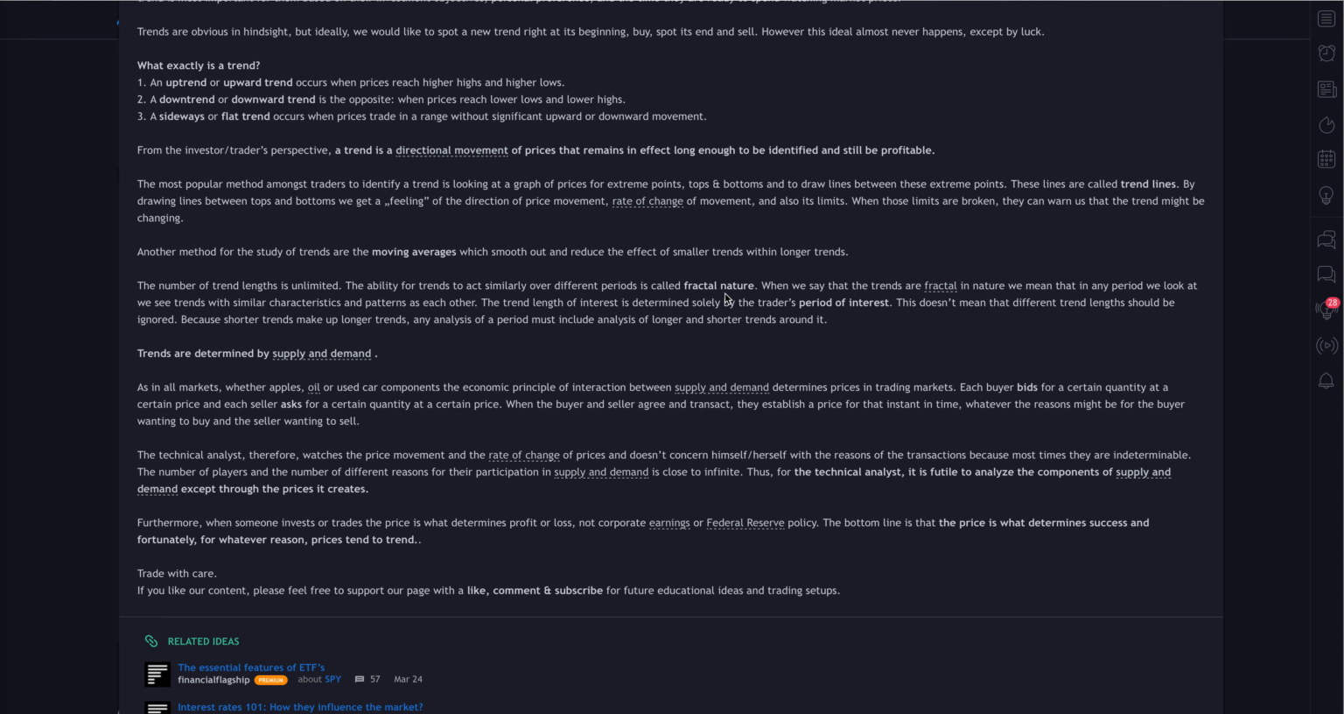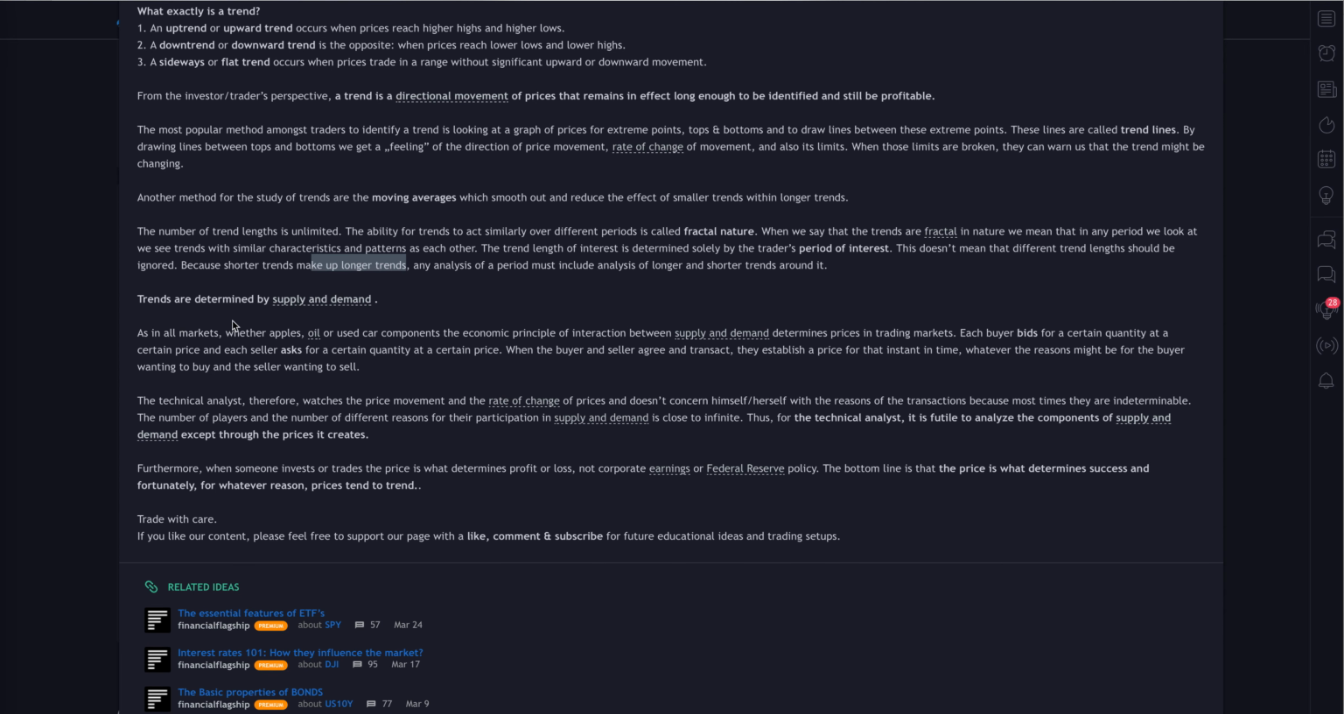When we say that the trends are fractal in nature, we mean that in any period we look at, these trends seem to reoccur. The similar characteristics and patterns are reoccurring. The trend length of interest is determined solely by traders' period of interest. This doesn't mean that different trend lengths should be ignored, because shorter trends make up longer trends. Any analysis of a period must include analysis of longer and shorter trends around.